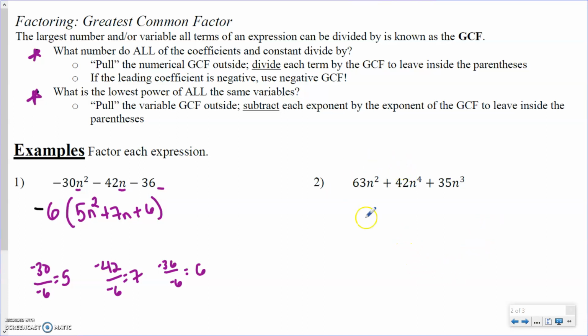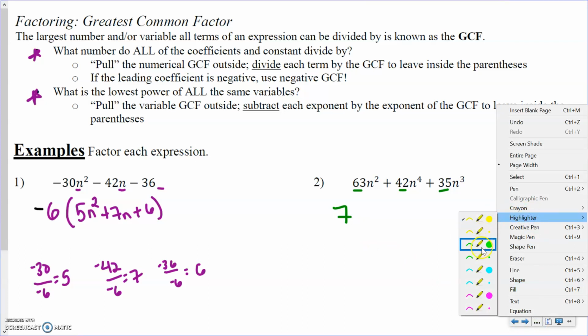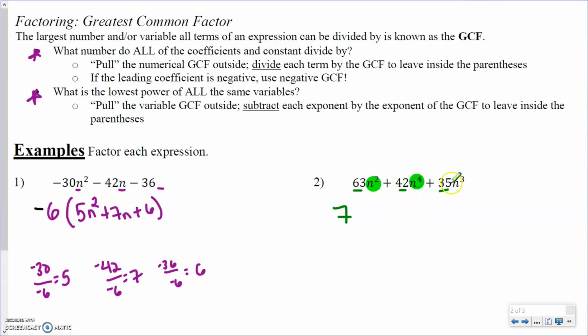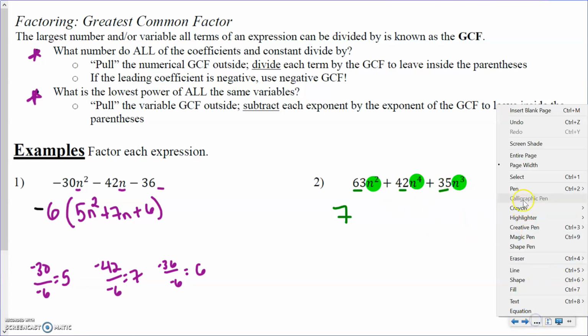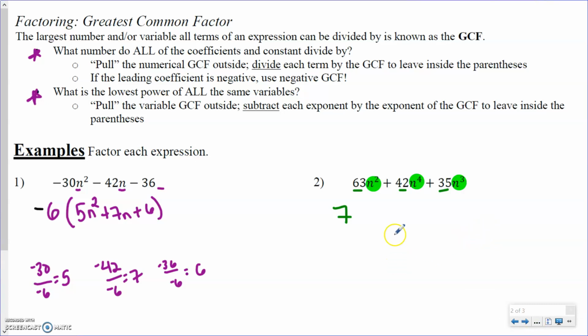Okay, the second one here is a little different. This time I need to compare my coefficients, and I know that I can divide each of those terms by 7. Then I need to look at the variables, and you'll notice this time all three terms have an n in them. Okay, so I know they have an n in common. I need to look for the smallest exponent because that's the fewest number that a term has, and that's all I can take out. I can't take out the most. So the smallest exponent here is 2. So what we're going to do is divide every single term by 7n squared.